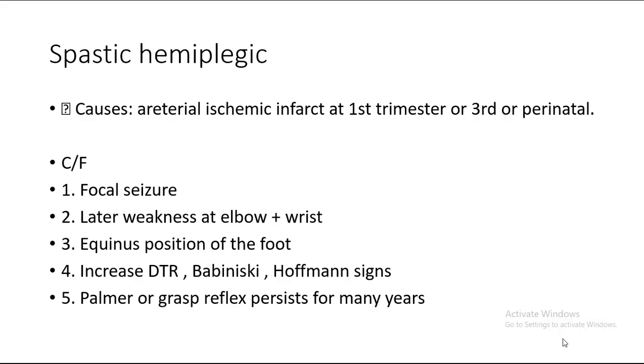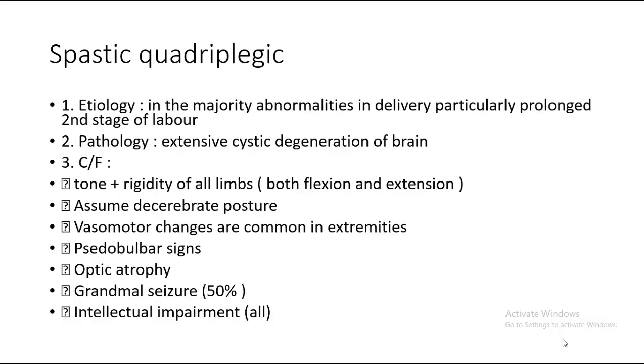Or my child has delayed development, so he is unable to sit. He's 10 months and unable to sit. Or he is 18 months and he is unable to walk. These are the presenting features. Here there is an increased incidence of seizure, usually focal seizure. And again, the child shows pyramidal features on the affected side. The cause is arterial ischemic infarct at the first trimester, third trimester, or perinatal period.